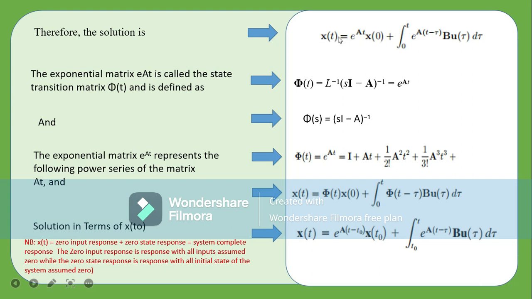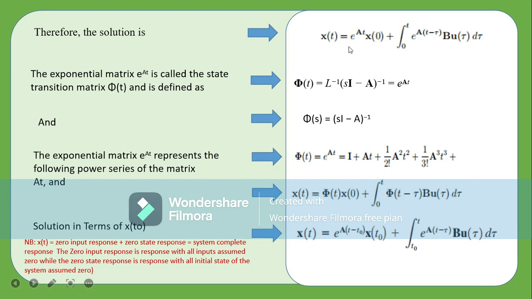So this is now the solution in time domain. Can you see that this is a solution in time domain? All that we're doing, we are coming down to this. Is that clear? Here the exponential matrix e to the A t is called the state transition matrix phi of t and is defined as.